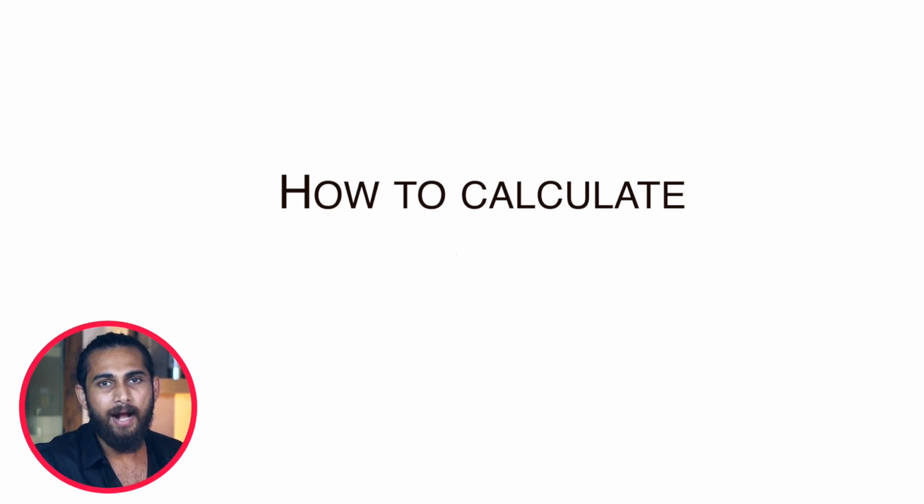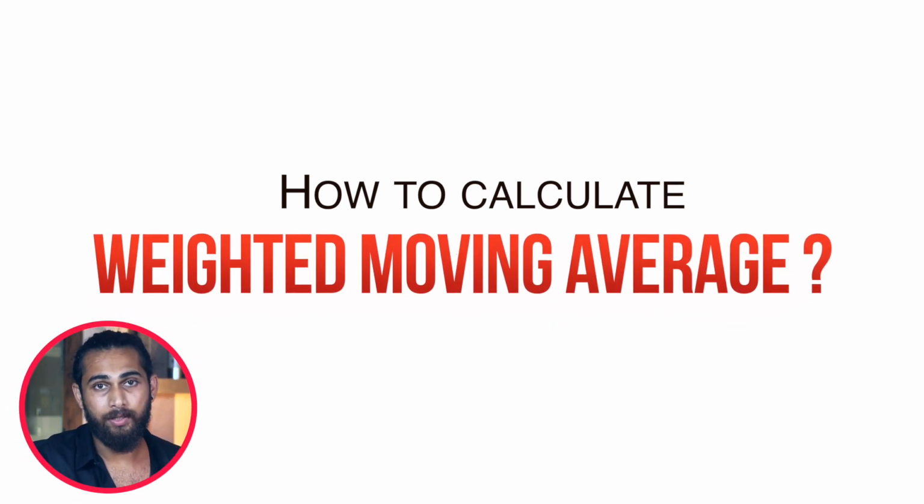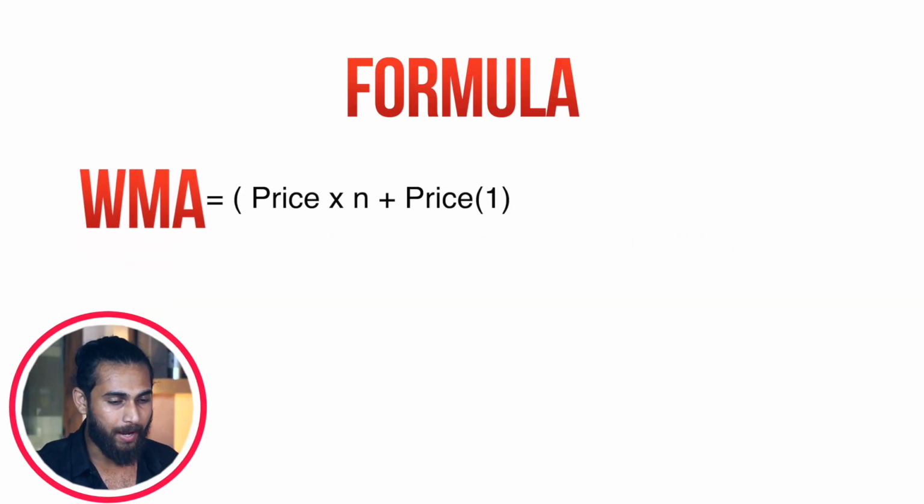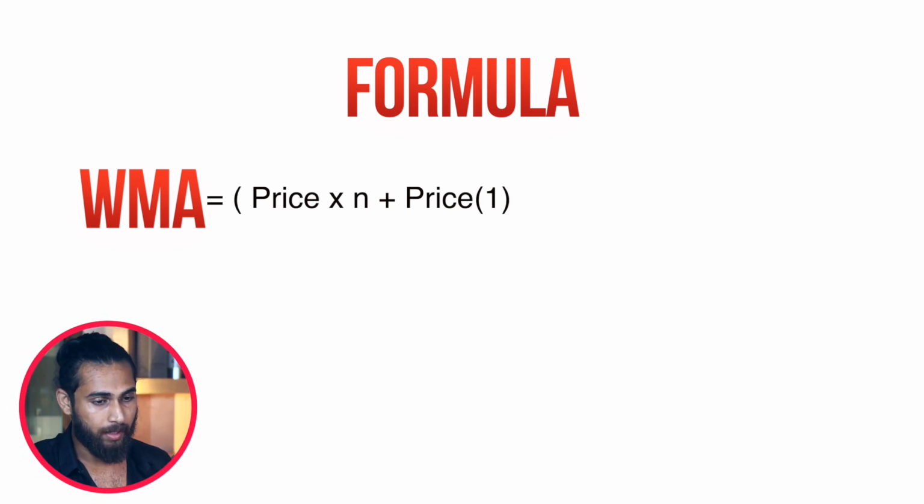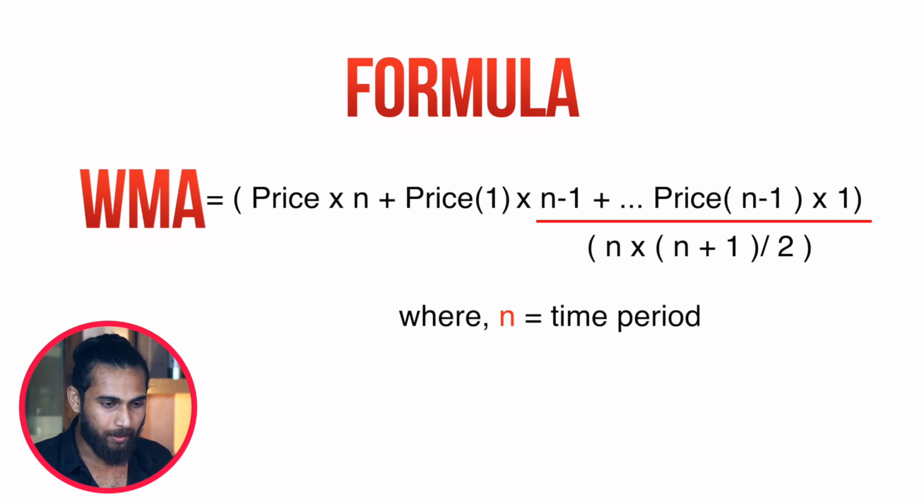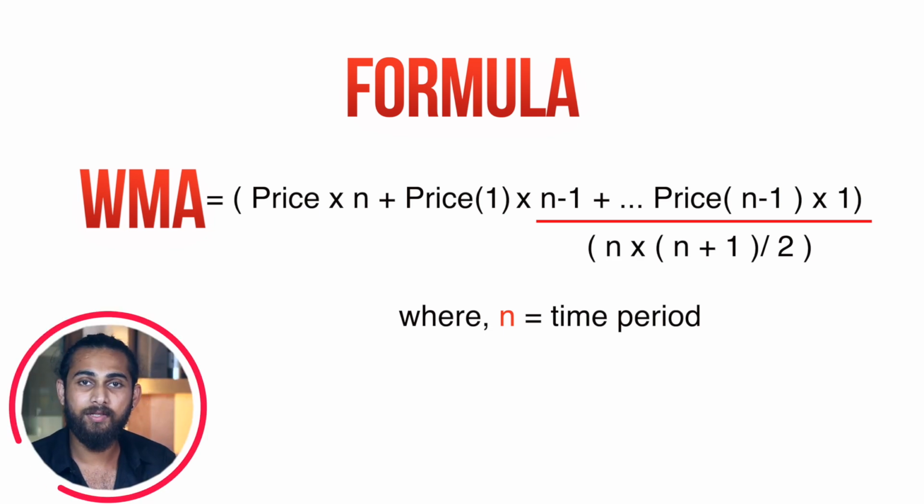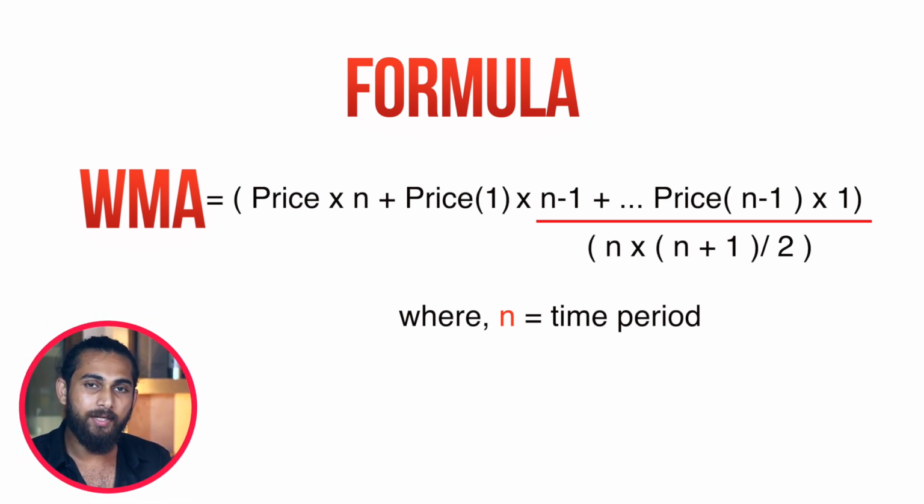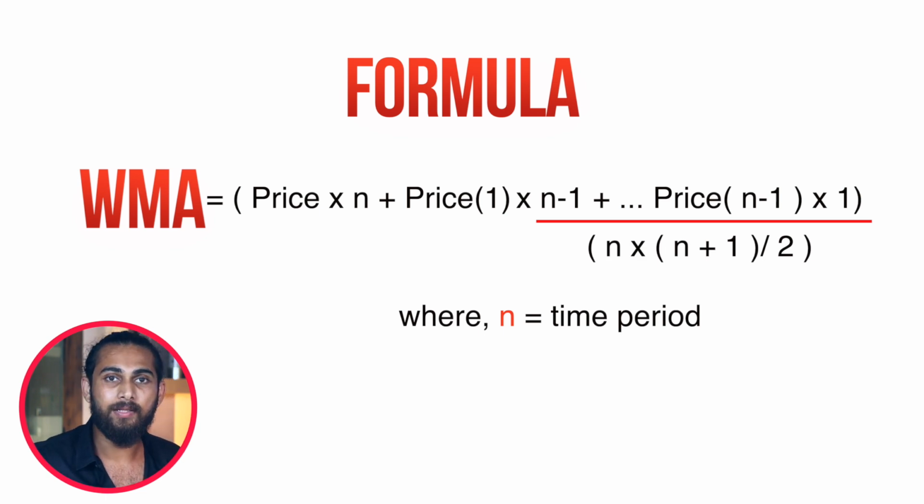So let us see how the weighted moving average is calculated first. WMA is equal to price times N plus price times N minus 1 plus, and so on. I know the formula is very complicated and you don't need to learn it, because the moving averages will do everything for you. You just need to understand what this formula does and what happens when it is applied to the moving averages. Like, what difference does it make?